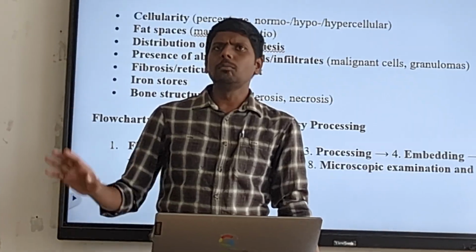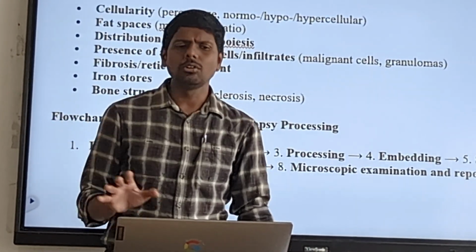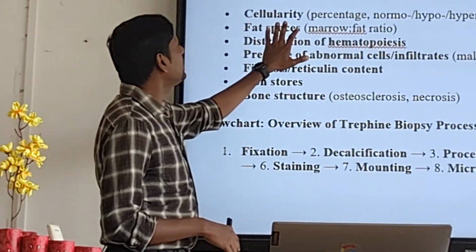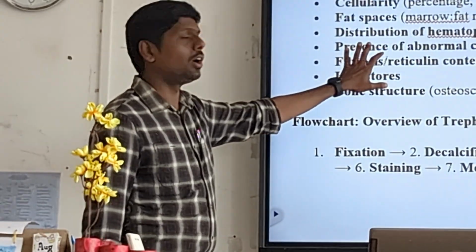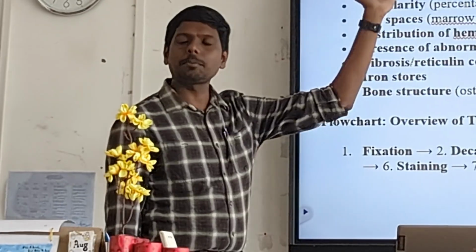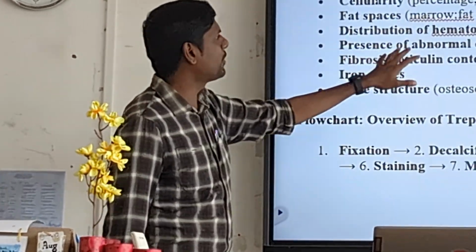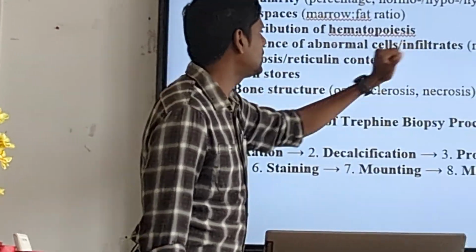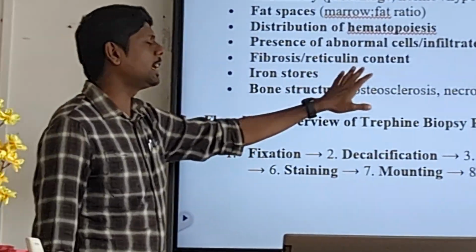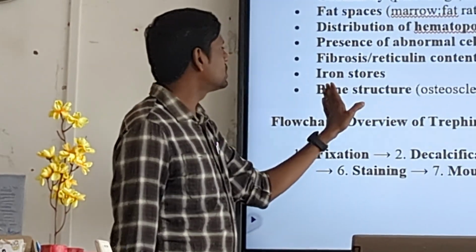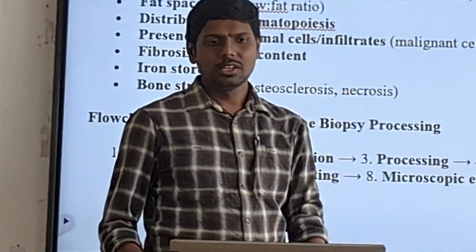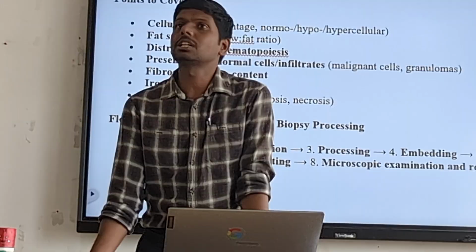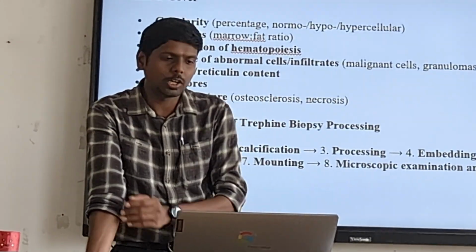Reporting. A typical bone marrow biopsy report should have the following things: the cellularity, fat, presence or absence of fat, distribution of hematopoiesis, that means all types of blood cells, presence of abnormal cells and infiltrates, fibrosis or reticulin presence, and iron. Is there any iron in the bone marrow and the bone marrow structures? So these are the points we will mention in a bone marrow biopsy report.